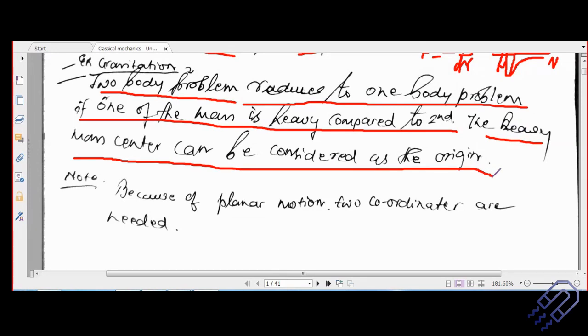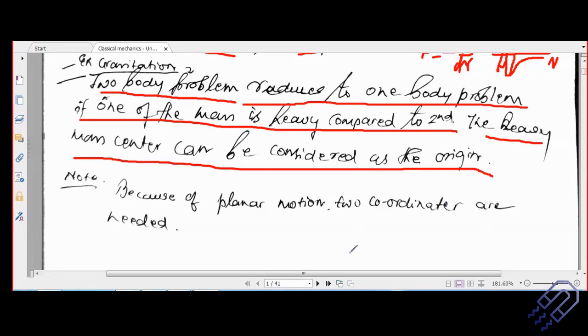Now, why can the heavy body be considered as the origin? As I said initially, if you have a very heavy ball and you are hitting it with a plastic ball, you see that the heavy body doesn't move around. It's basically there. The plastic ball gets deflected or scattered or reflected or whatever. So that means the heavy ball can be considered as the origin of the system. This is something which you are going to consider here.